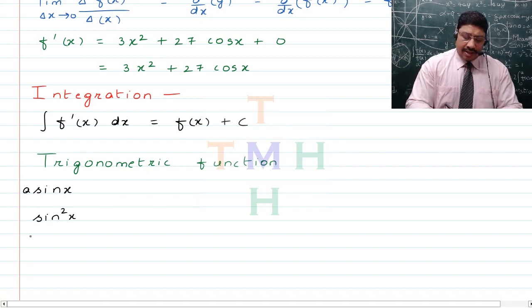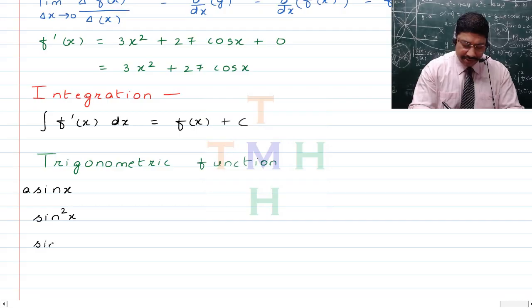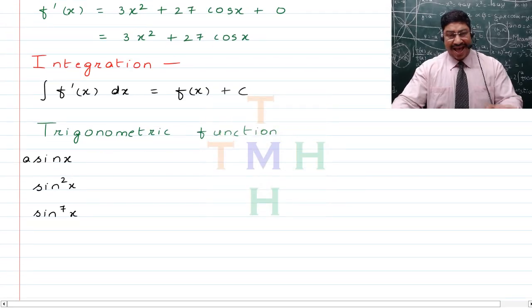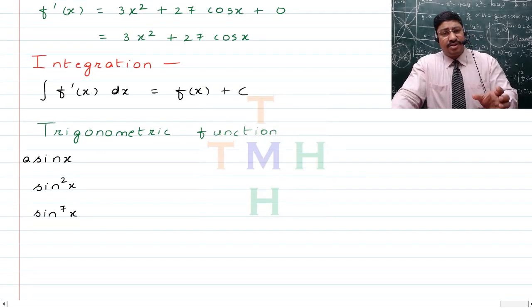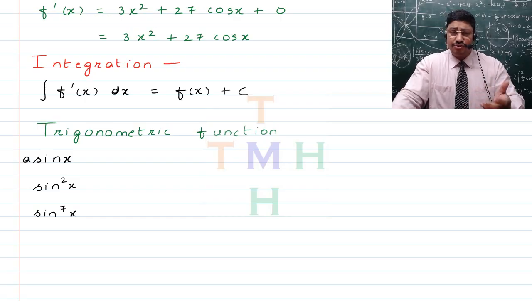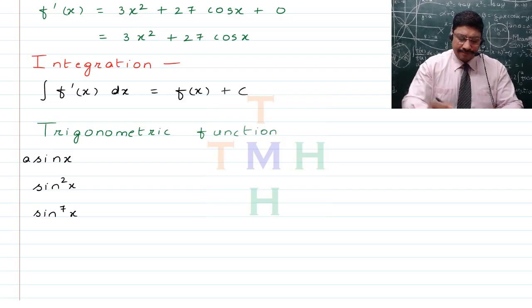Okay. Now, if you have higher powers, like suppose if you talk about sine raised to the power 7 x, right? So what you'll do is you'll break up some sine and you'll multiply it with 1 power of sine, and further here you will convert this in terms of cos, and then by applying the principles of integration by substitution, you'll be able to deal with it, right?